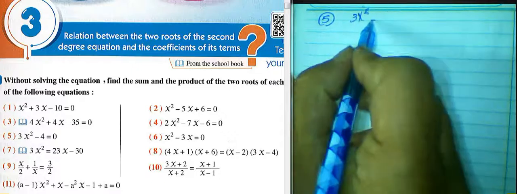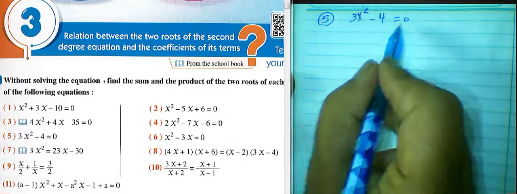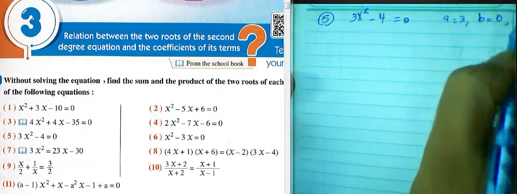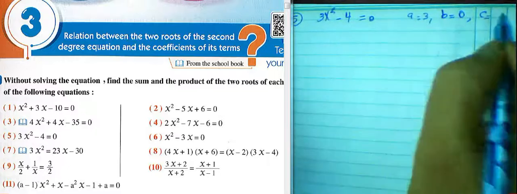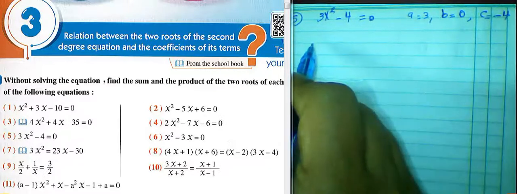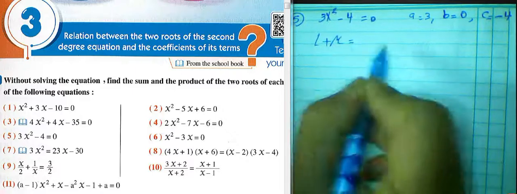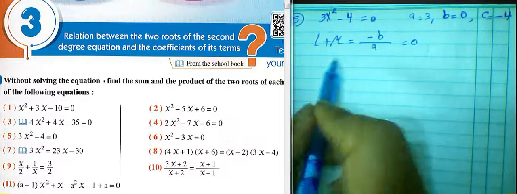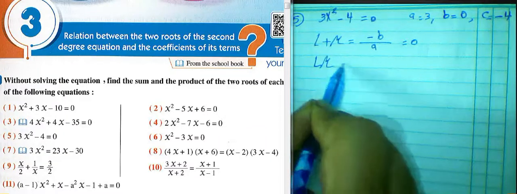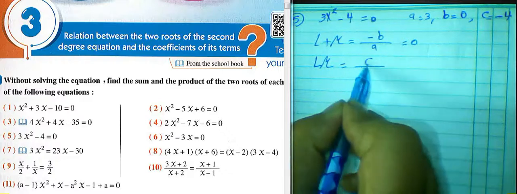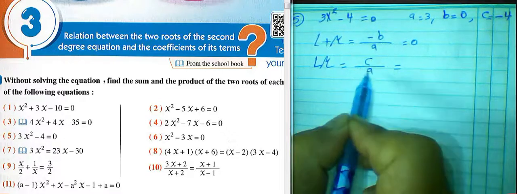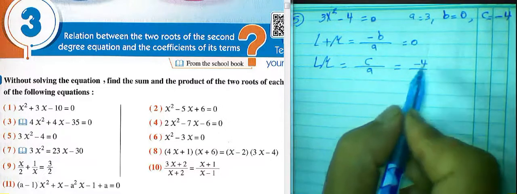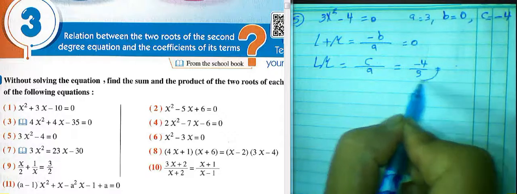It's okay. Question number 5, 3x to power 2 subtract 4 equal 0. We know A equals 3 and B equals 0 and C equals negative 4. So we can find the sum of the two roots, L plus M equals negative B over A equals 0, and the product between L and M equals the constant number over A, C over A. C equals negative 4 over A, 3. The result will be negative 4 over 3.